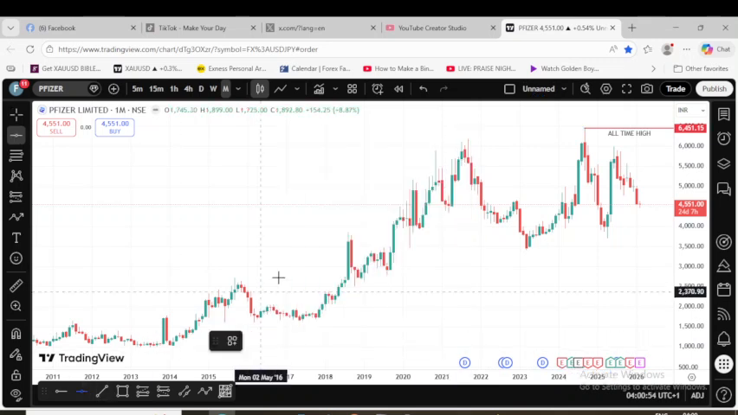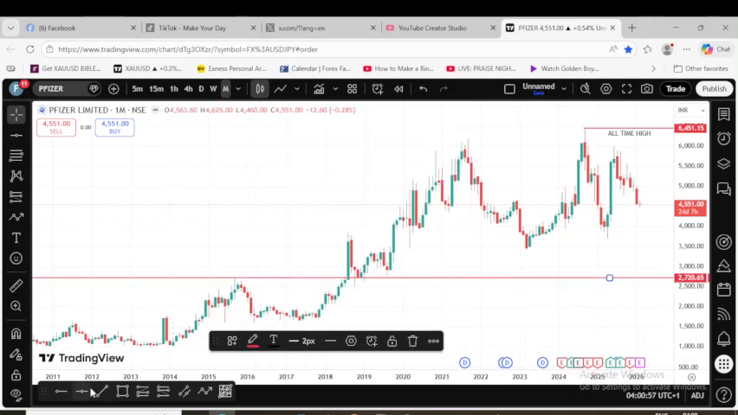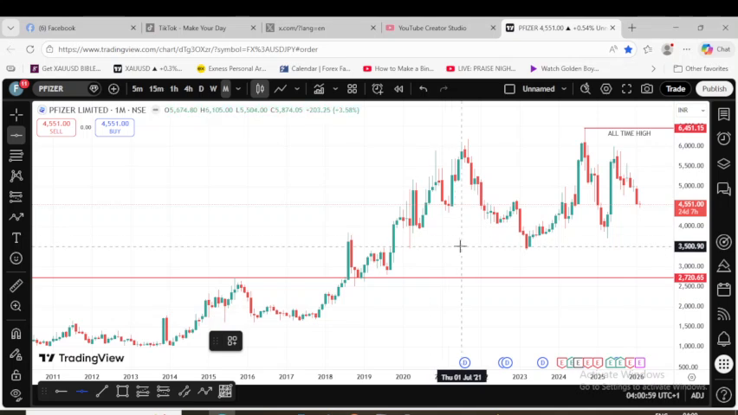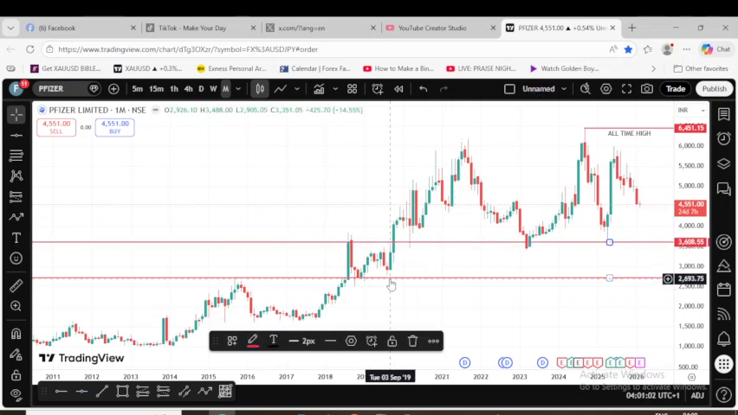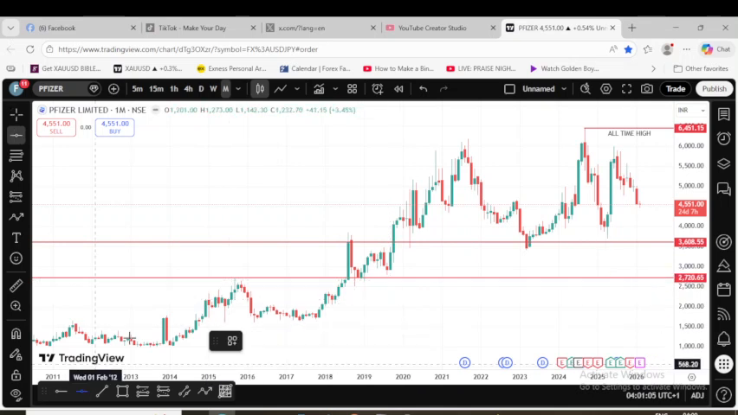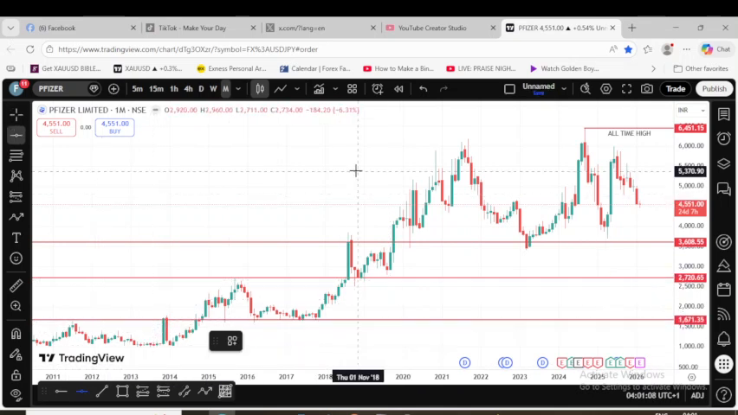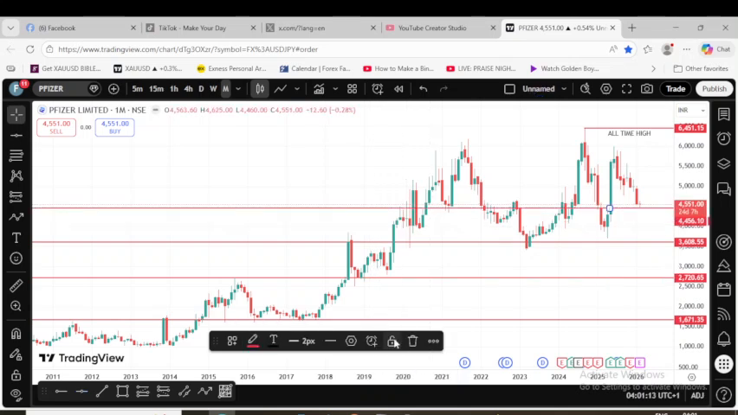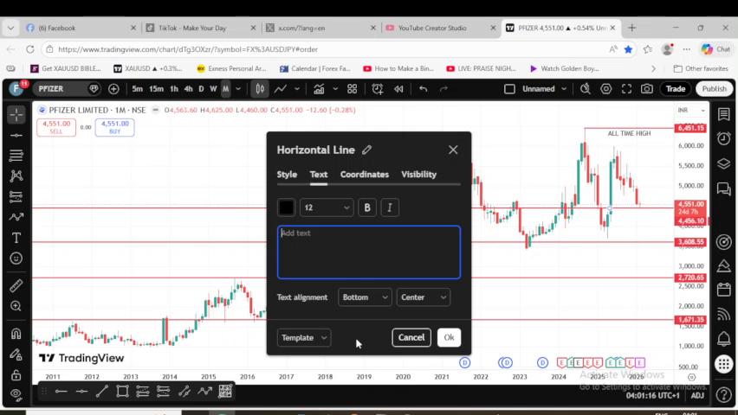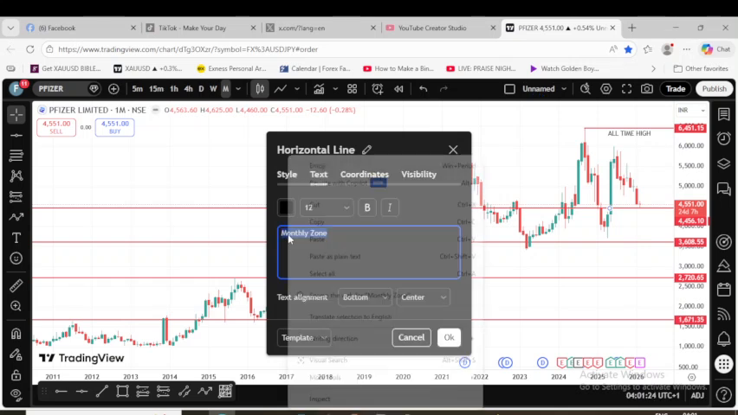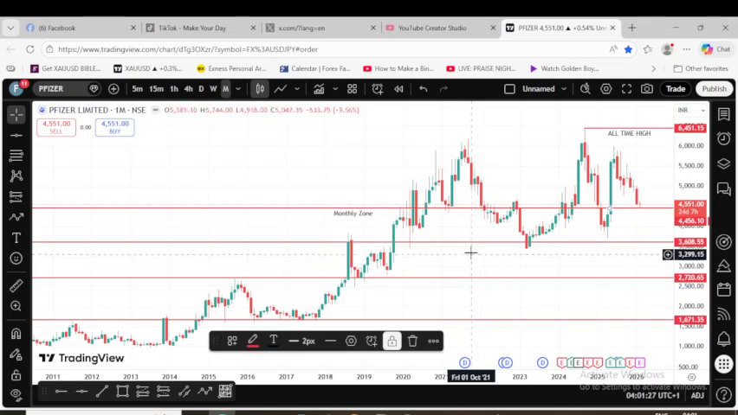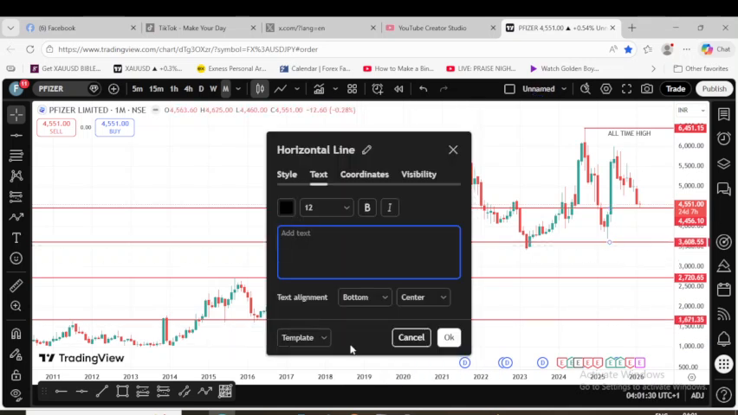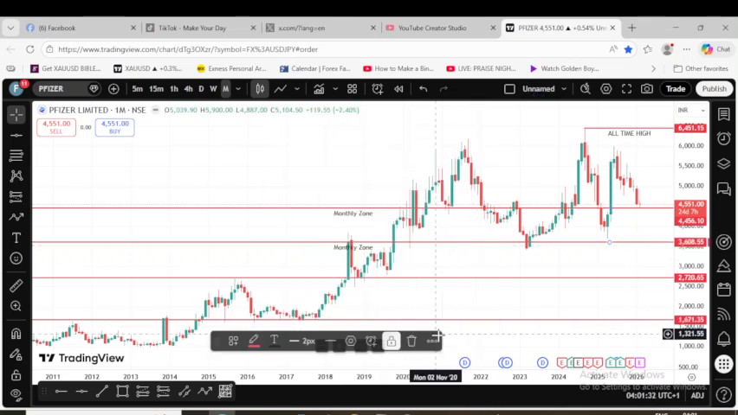The next thing we'll do is to identify our support and resistance levels. Our higher time frame support and resistance levels, which are also known as zones. So these are our zones. There seems to be a zone here too. So these are our monthly zones. You can also simply consider them support and resistance levels. But collectively, it's easier to just describe them as monthly zones.